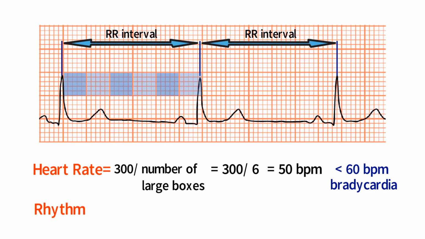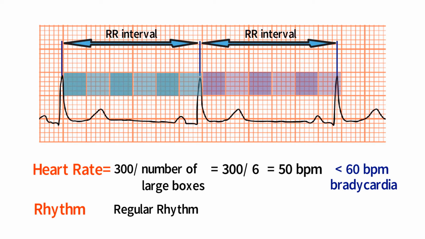Second, let's check rhythm. To see if it has a regular rhythm, let's count the boxes between the R intervals and see if they are equal or not. 1, 2, 3, 4, 5, 6. 1, 2, 3, 4, 5, 6. So this is a regular rhythm, and you can also find that the P wave is upright in this lead. So you can see that this is a regular, or sinus, rhythm.